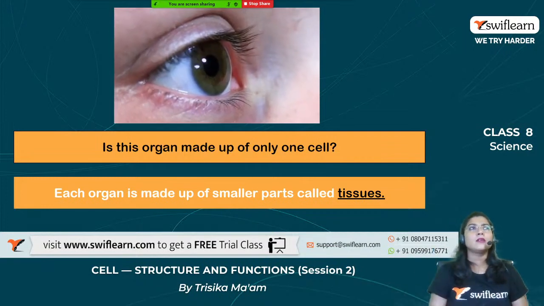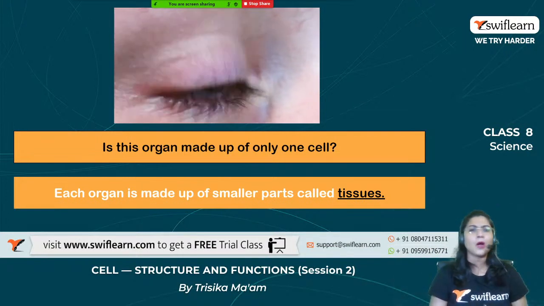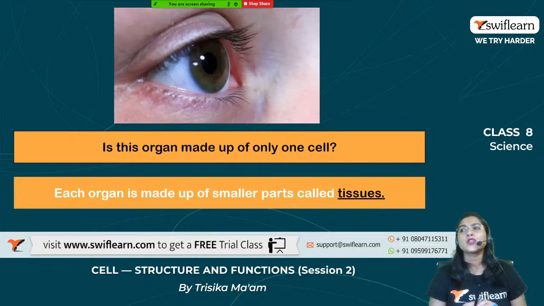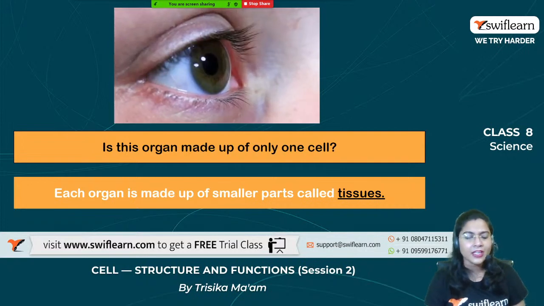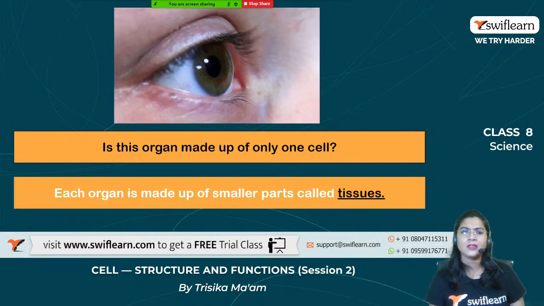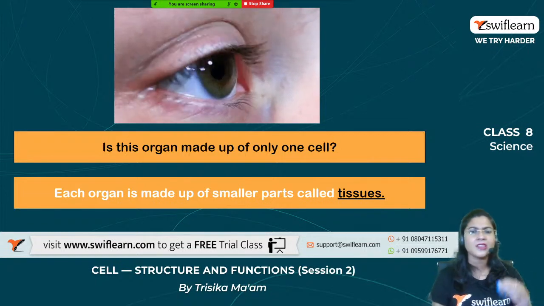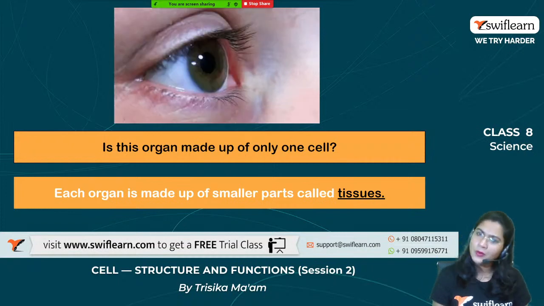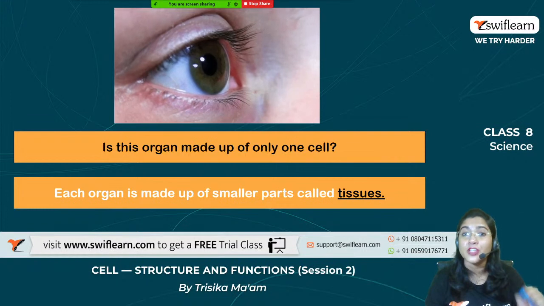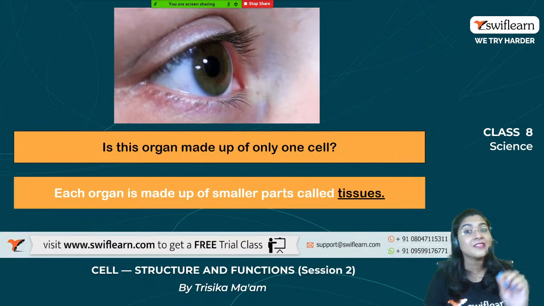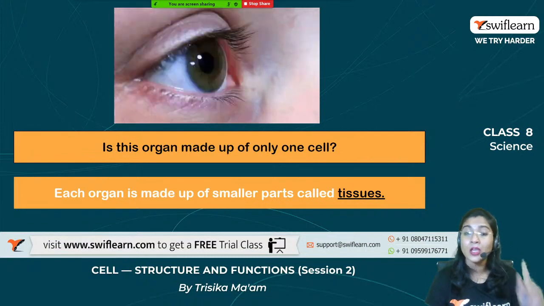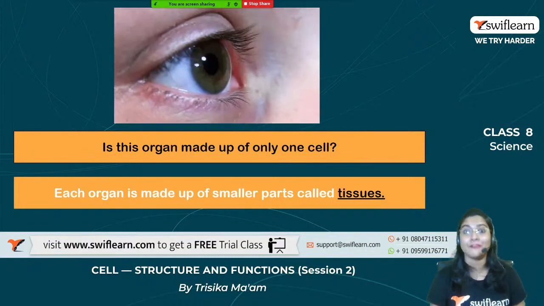You have already heard and learned about the different parts of the eye, right? I'm very sure about it. So what are the different parts of the eye, if I ask you? It can be the cornea, the retina, then the pupil is present, the iris is present, and various other parts are also present, right? So each and every part is made up of different tissues, and these different tissues together form a vital organ which will help you to see everything.